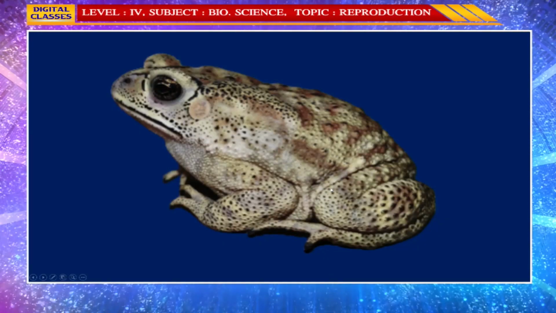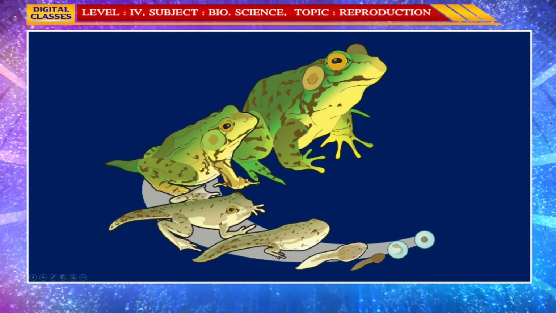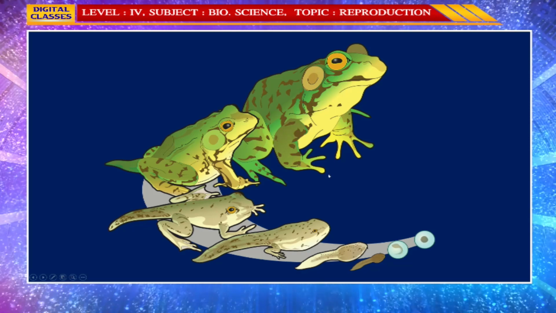This is the adult frog. Here you can see egg, tadpole, froglet and adult frog. This is the life cycle of a frog.